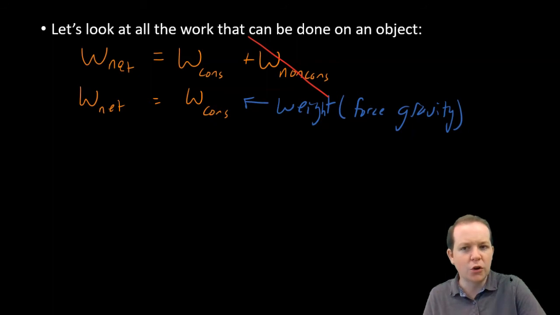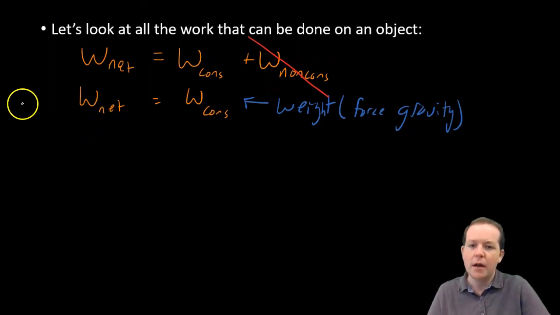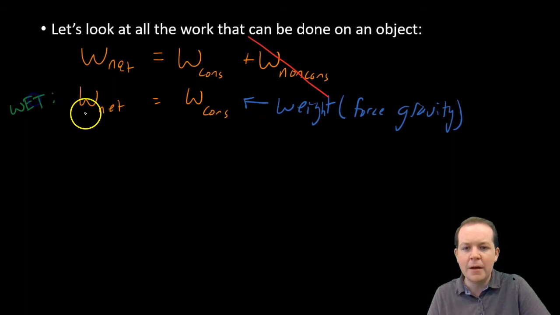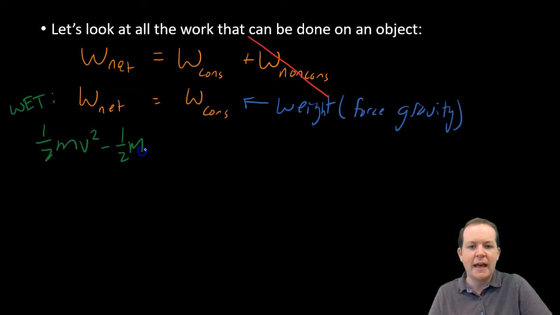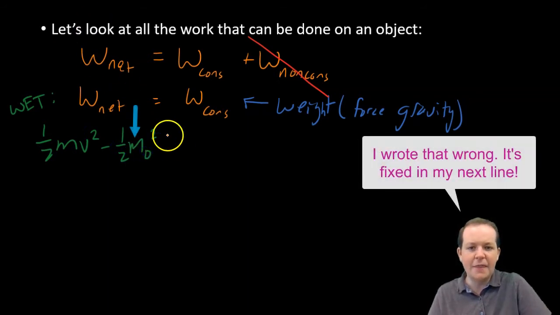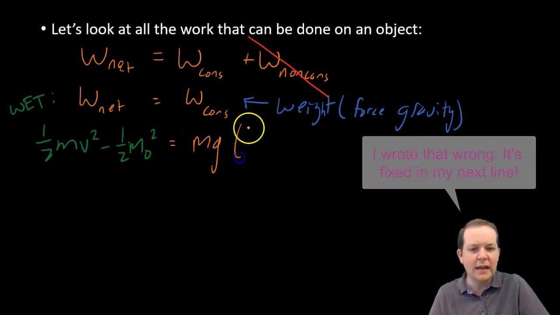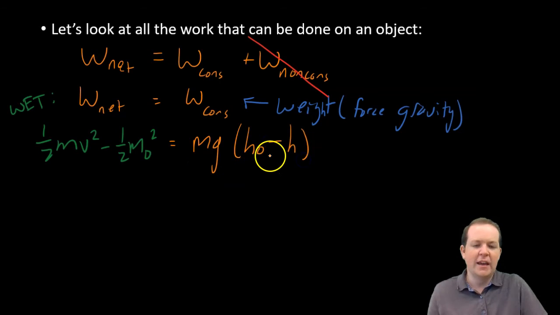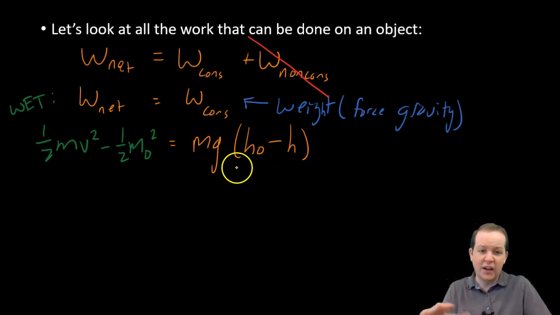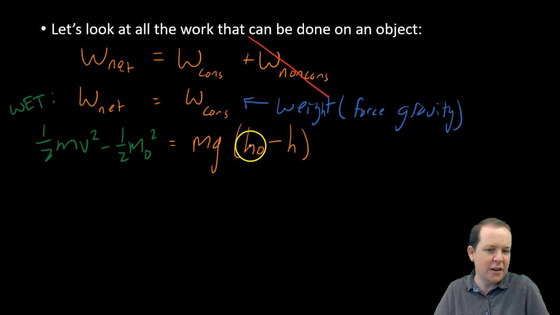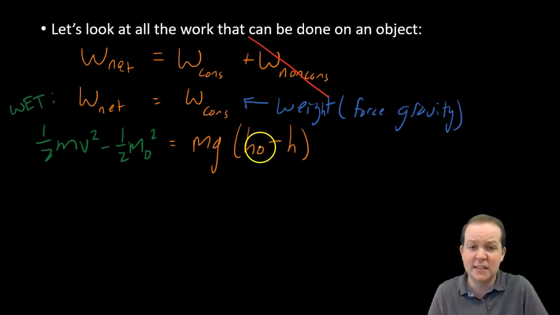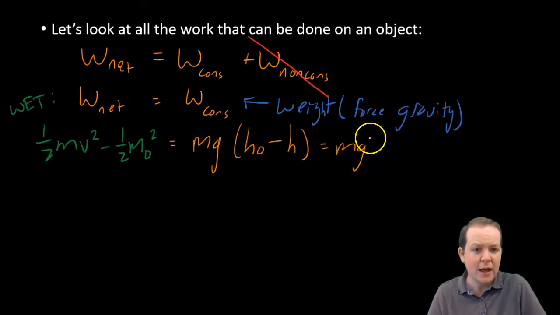Okay, we also learned something about the net work. By the work energy theorem, what is the net work equal to? It's 1/2 mv squared minus 1/2 mv naught squared. Okay, and that's going to be equal to the work done by gravity. I learned that that was equal to mg(h naught minus h). Okay, remember, the reason why it's not h minus h naught is because I need this work to be positive. I talked about it in the last video. You could check that out. But this is valid. This is an okay way to write this. And let's write that as mg h naught minus mg h. I'm just going to distribute the mg.